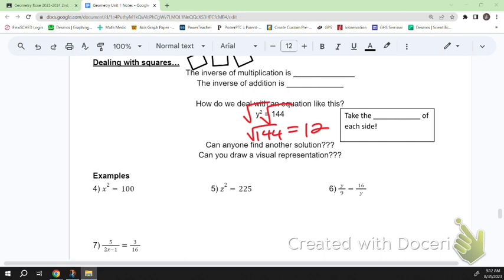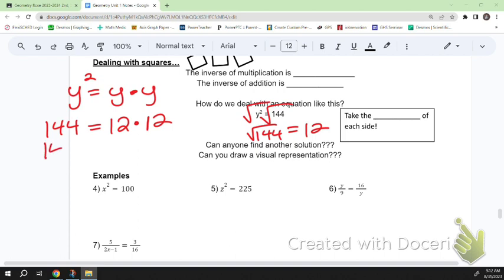Let's talk about what it means to square something. Y squared is repeated multiplication. That's y times y. So follow with me right now. To get 144, I'm really doing 12 times 12. Do we agree? Is there another solution that could get me 144? What do you think, Brennan? You could do negative 12 because negative 12 times negative 12 would be positive. Oh my gosh. Do you see that?